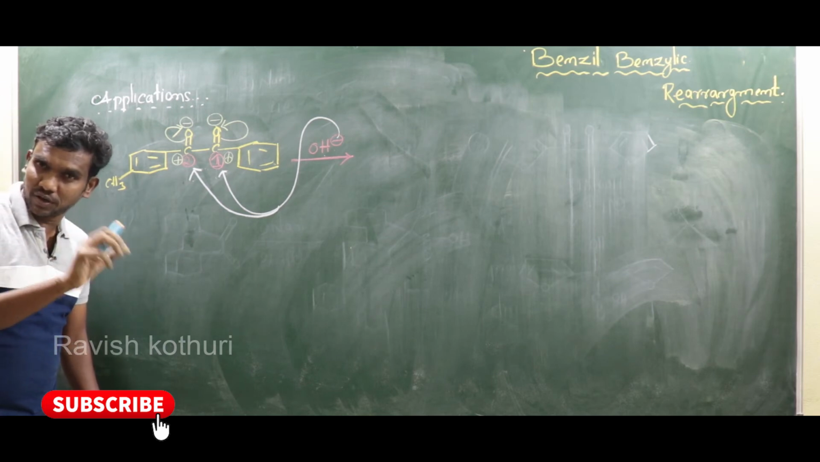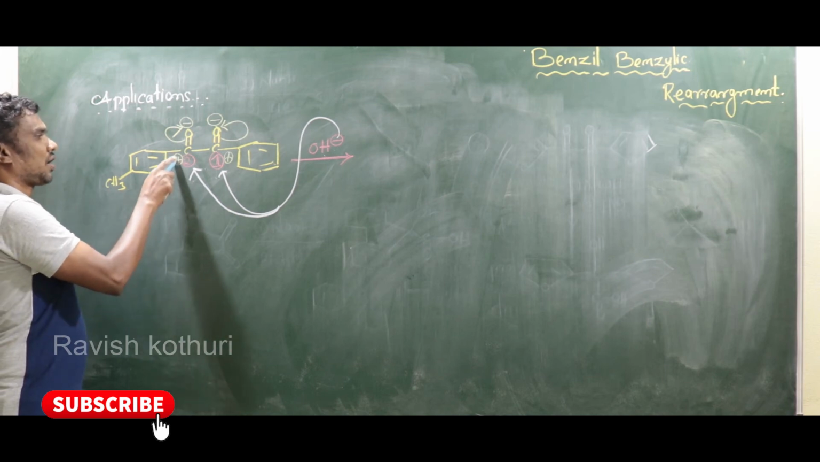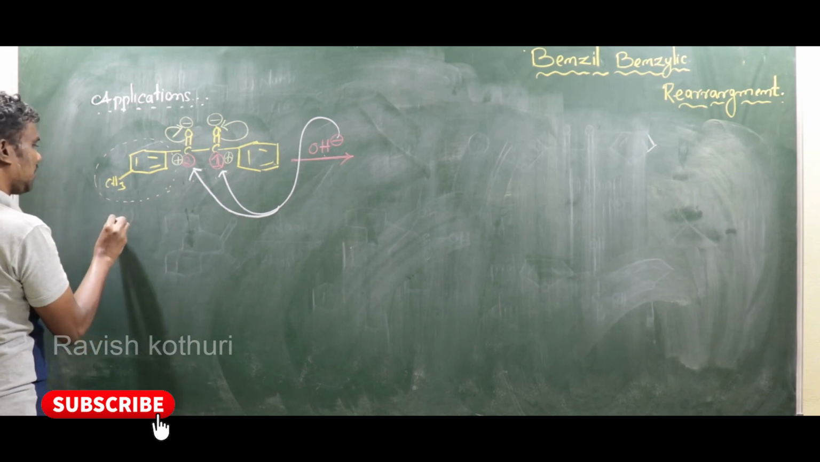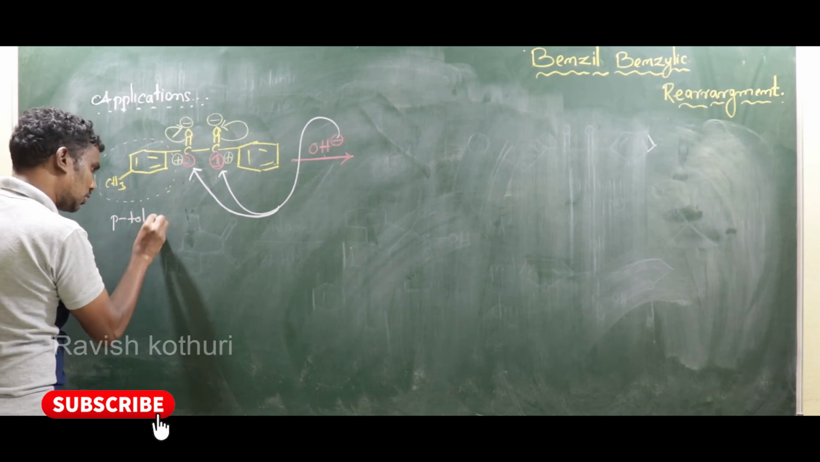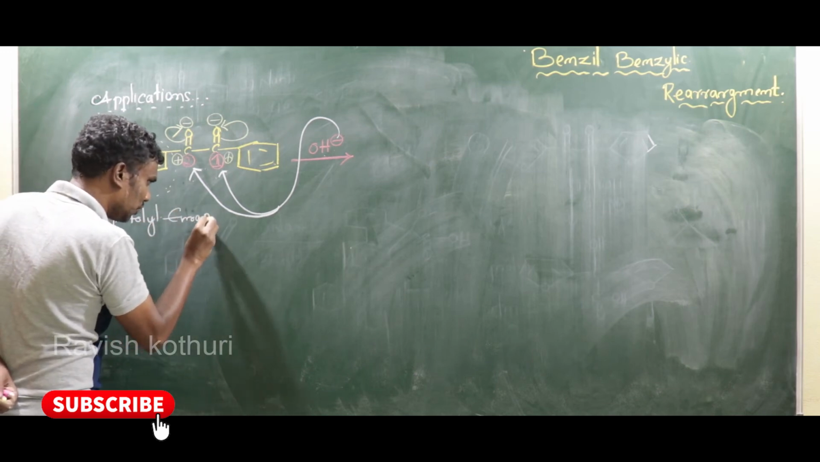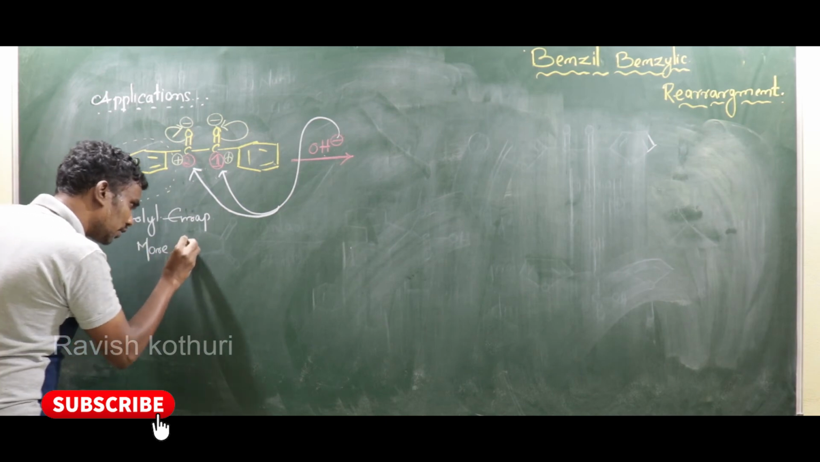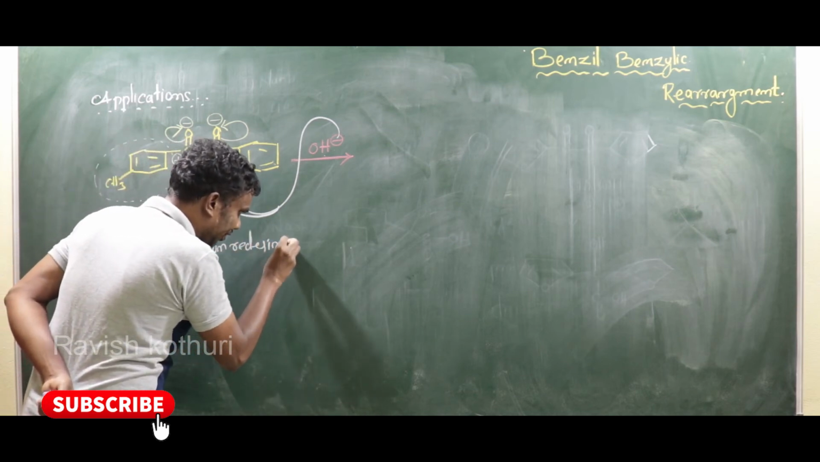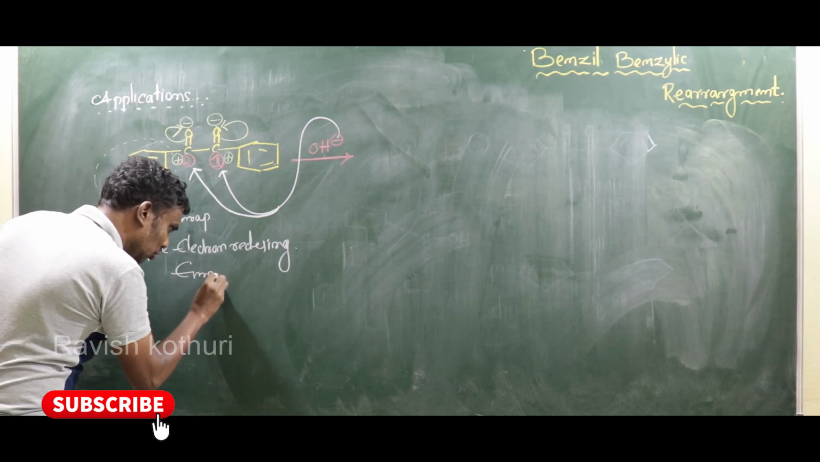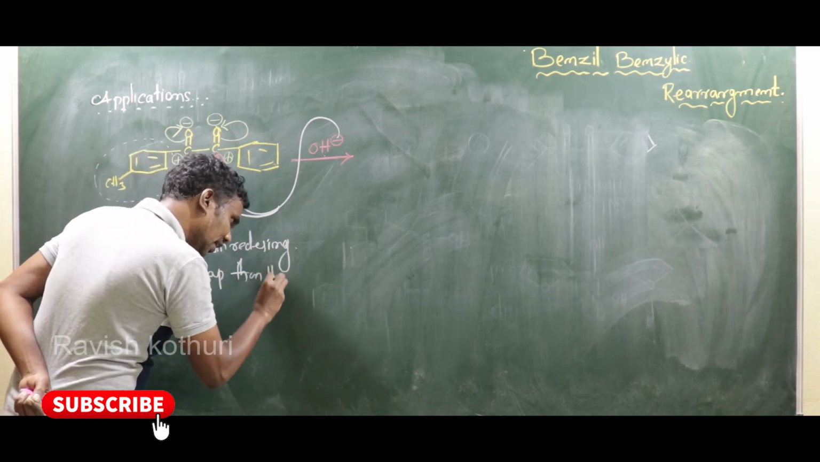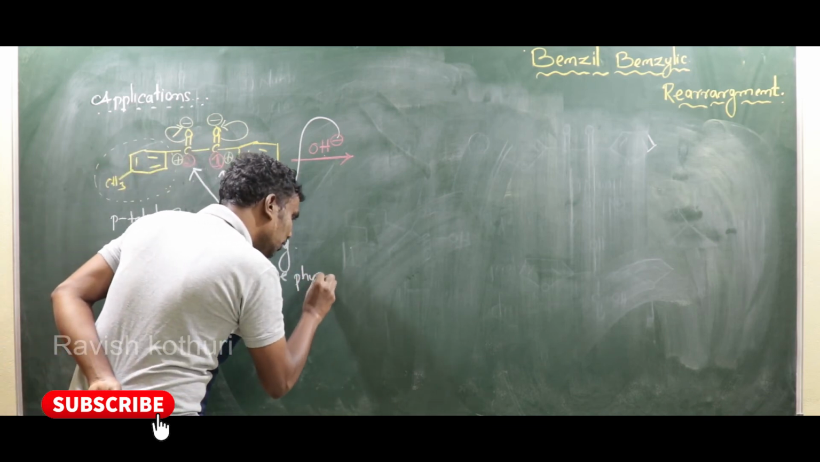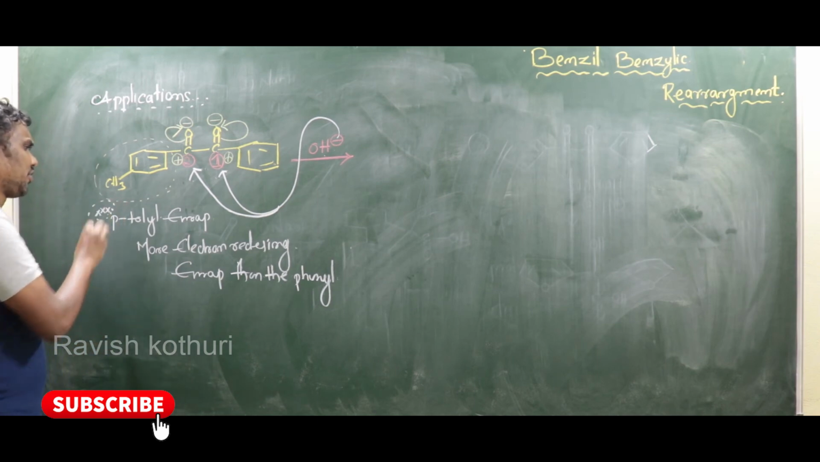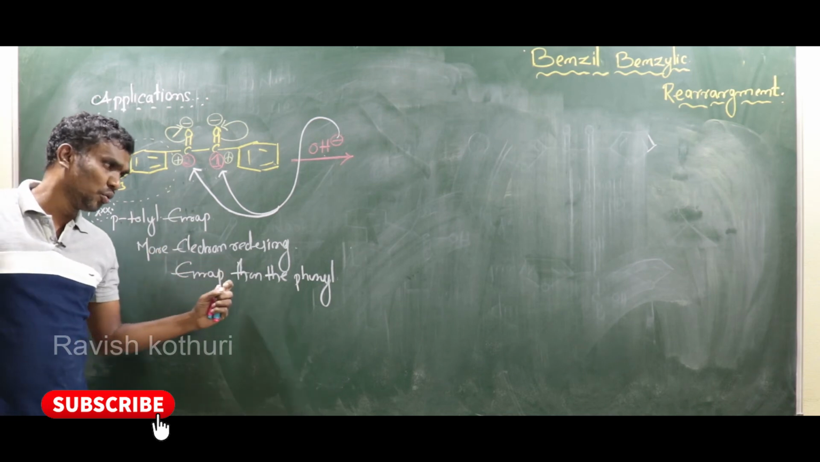Now observe carefully here. What happens here? This para-tolyl group is a more electron releasing group than the phenyl group. Observe carefully, this statement is very, very important. Para-tolyl group is a more electron releasing group than the phenyl group.